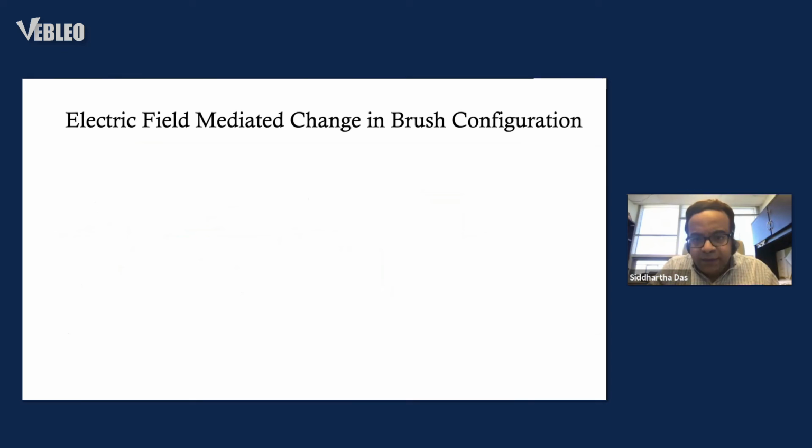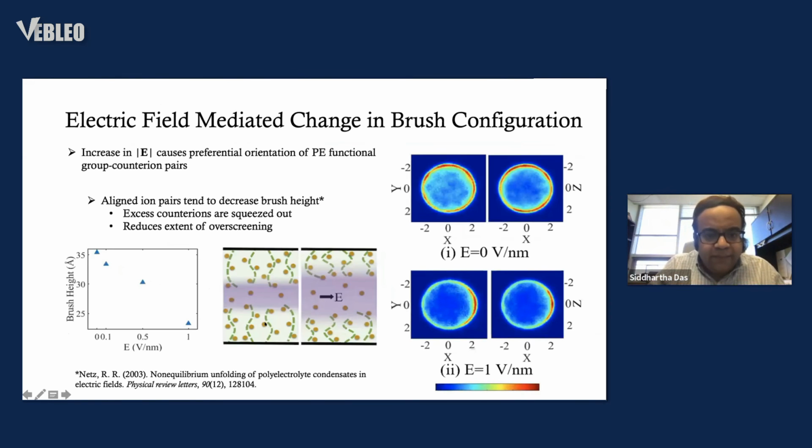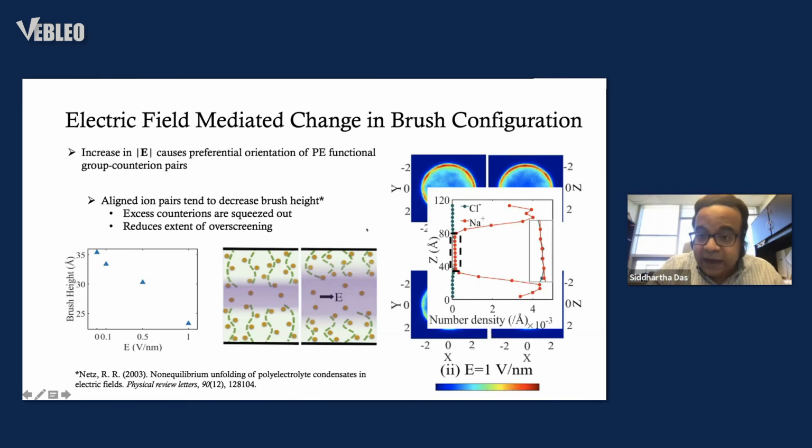at larger electric field? I will be quick here for the sake of time. As you increase the electric field, the brush height decreases. This happens because of the tendency of the electric field to cause a preferential orientation of the polyelectrolyte functional group counter ion pairs. So as the brush height reduces, the counter ions squeeze out those excess counter ions that caused overstraining. They squeeze out, so overstraining goes away. That means you now have, as you saw previously, no difference in the number of coions and counter ions in the bulk.